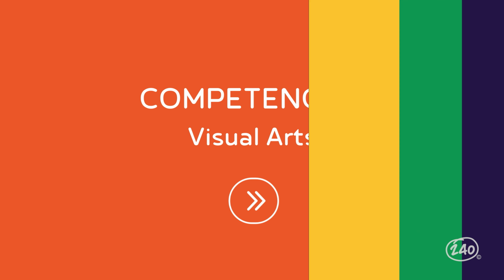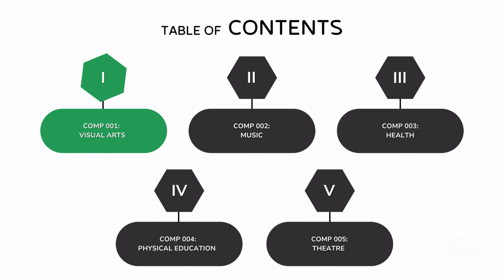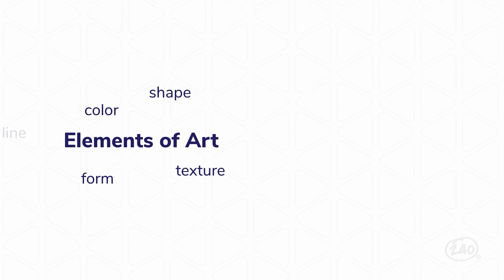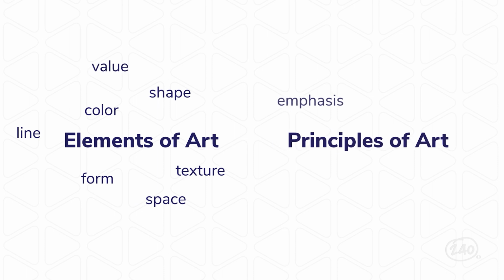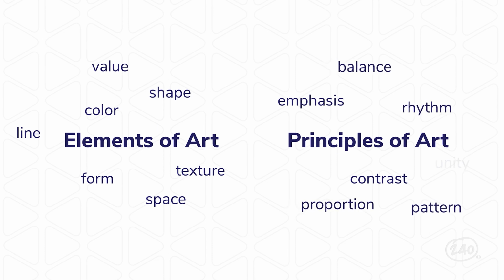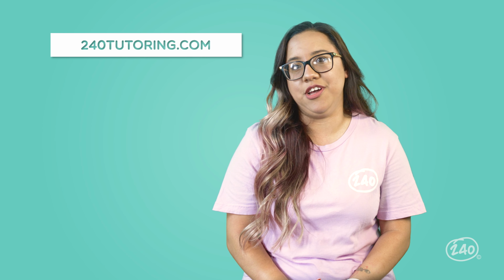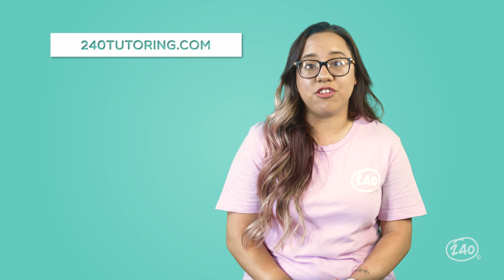Competency 1 covers visual arts, so art you look at. You'll need to know elements of art such as color, texture, shape, form, line, space, and value, and principles of art like emphasis, contrast, pattern, rhythm, balance, proportion, and unity. That sounds like a lot of terms, but guess what? We have them all covered in our study guide.